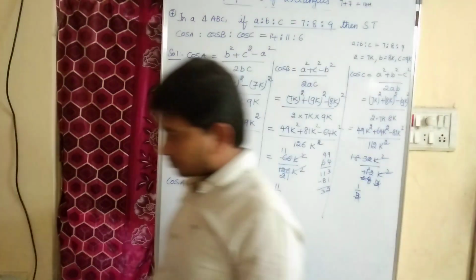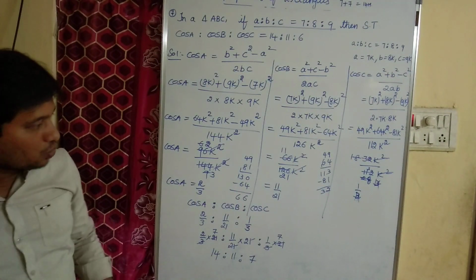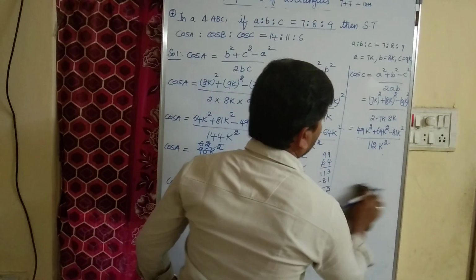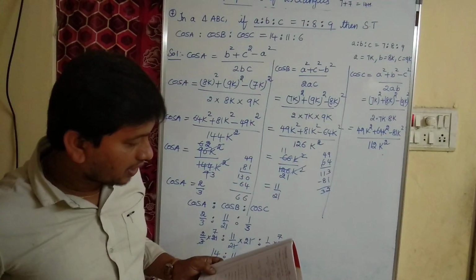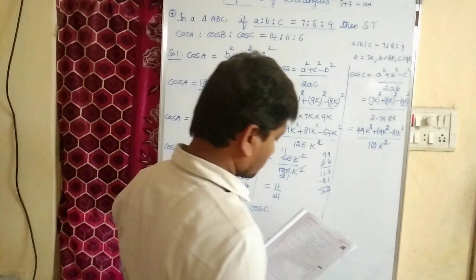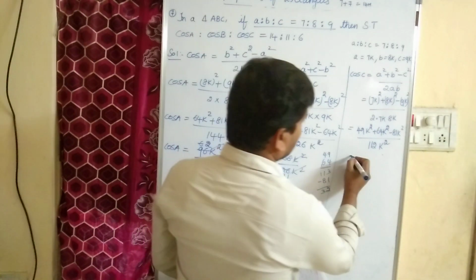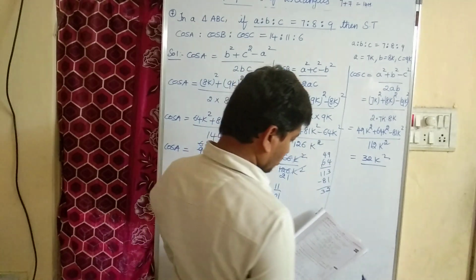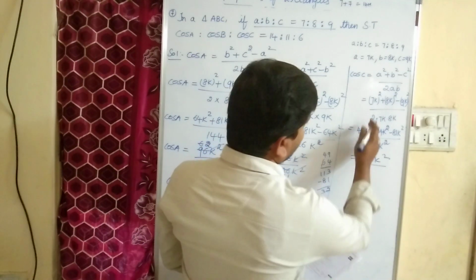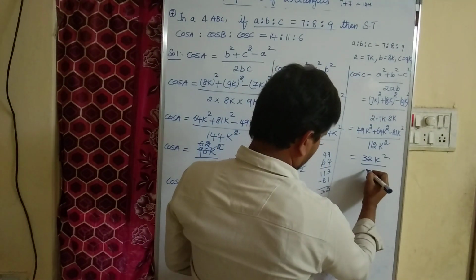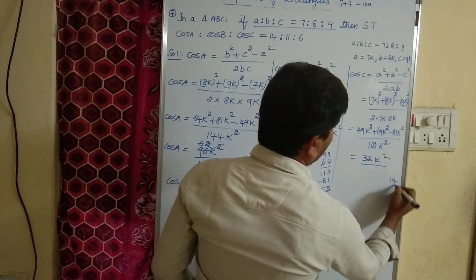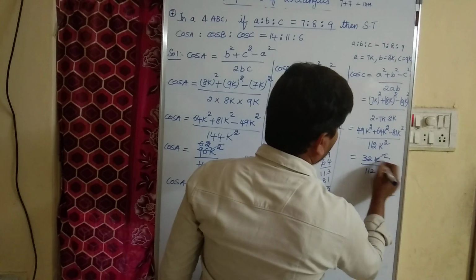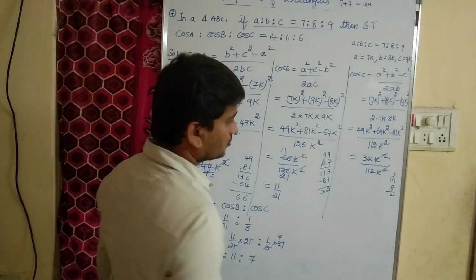So this is 2 by 7. 49 k square plus 64 k square minus 81, that is equal to 32 k square divided by 14 into 8, that is 112 k square, cancel.